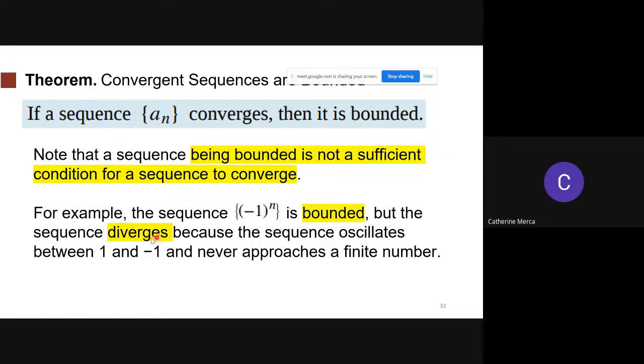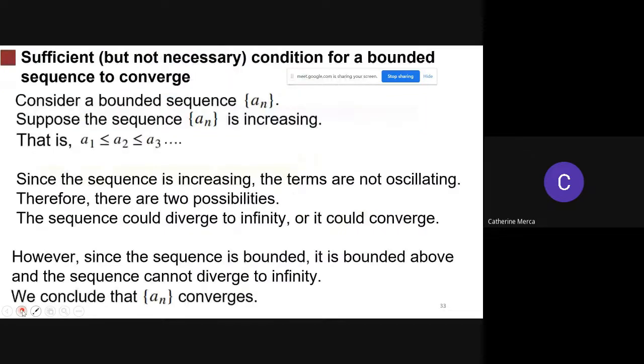Pero nag-divergent siya kay although bounded siya, dili man siya mag-approach sa certain value. Palit-palit lang siya. Negative 1, positive 1, negative 1, positive 1. Mag-oscillate lang siya. Okay?